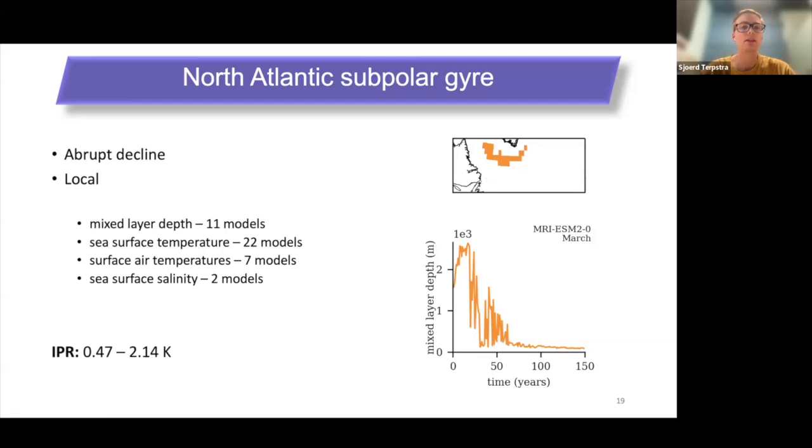Some other variables we looked at are the sea surface temperature and the surface air temperature above this area. Especially in the sea surface temperature, we found a lot of models, 22 models, that have at least locally abrupt cooling, and this is more than were found in some other assessments. We also found 2 models in sea surface salinity. This has really to do with the freshening of the surface and also the collapse of the model. And generally, these shifts happen at quite low temperatures. The 90% percentile, if you average over all these models, is between 0.5 and 2.1 Kelvin.